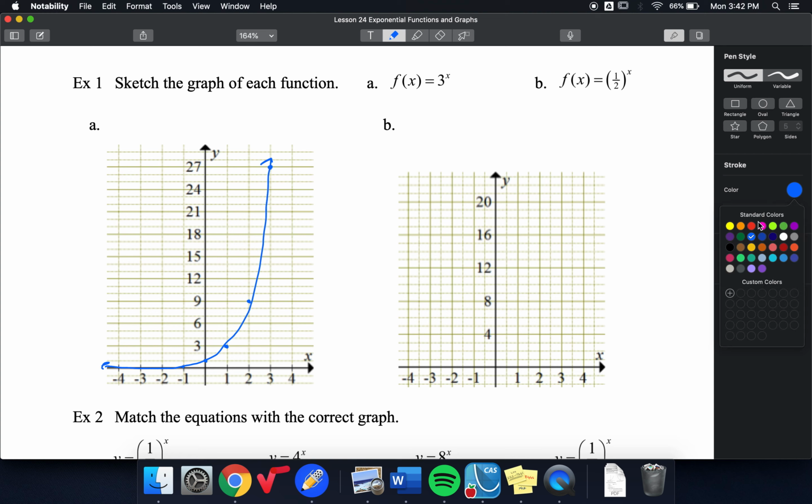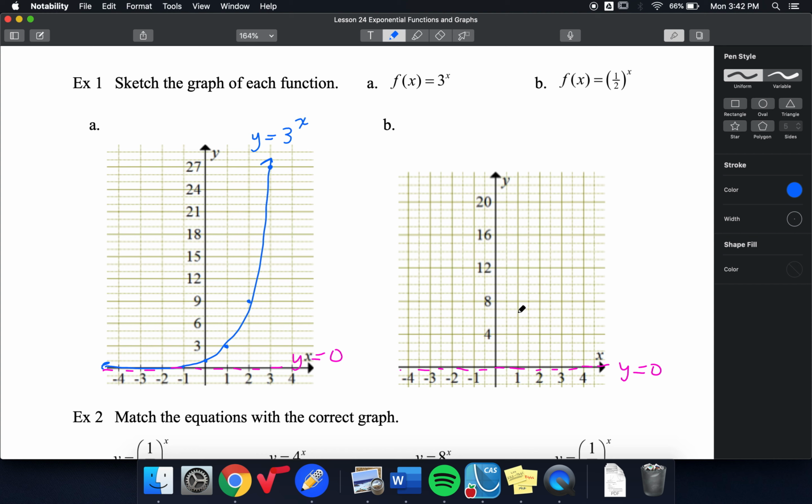And then I'm gonna include my asymptote as well. So I'll label that y equals 0. And I'm gonna have the same thing over here, so I'm gonna come in and add that as well. And then, of course, I'll label this as well. y equals 3 to the x.